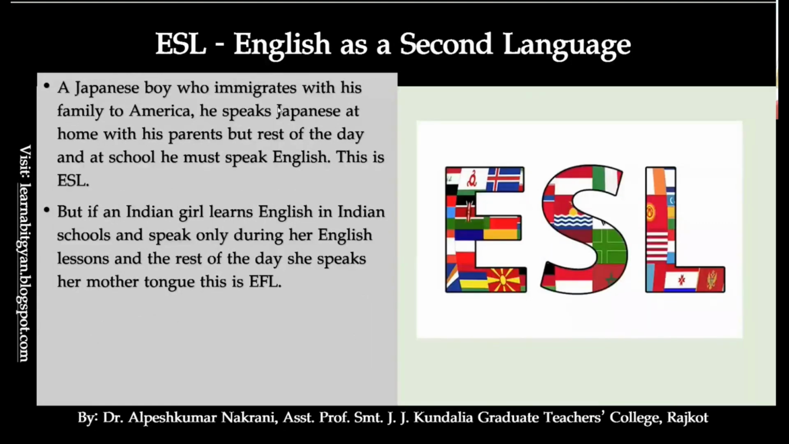A Japanese boy who goes to America with his family. This is the example of English as a second language. But if he starts speaking Japanese over there, what will happen with him? Nobody can understand. So he has to go to school. He must learn English, and if he learns English for communication purposes, he is learning English as a second language. Clear?